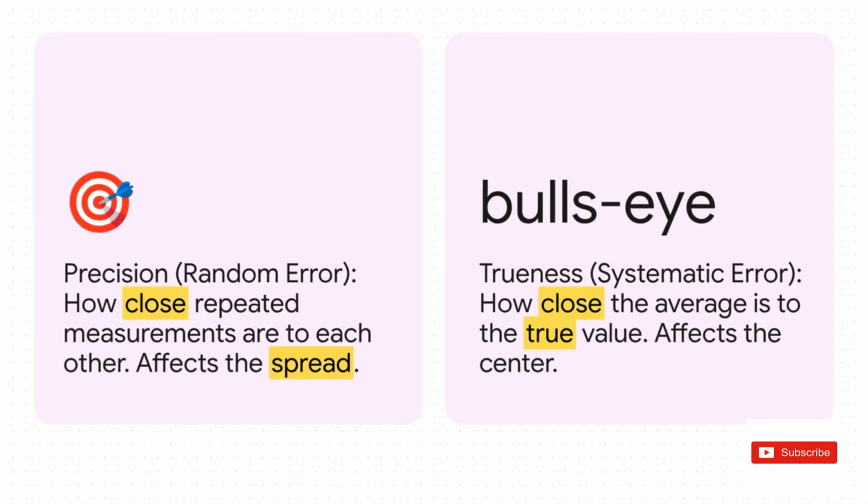Okay, so where does this uncertainty come from? Let's imagine we're throwing darts. Precision is all about how tight your grouping of darts is. You could have a really tight cluster way off to the left. That's high precision. This is your random error. Now, trueness or bias is how close the center of that cluster is to the bullseye. That's your systematic error. A good measurement uncertainty calculation has to account for both of these things.